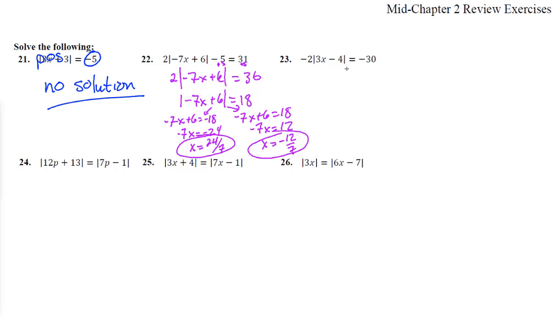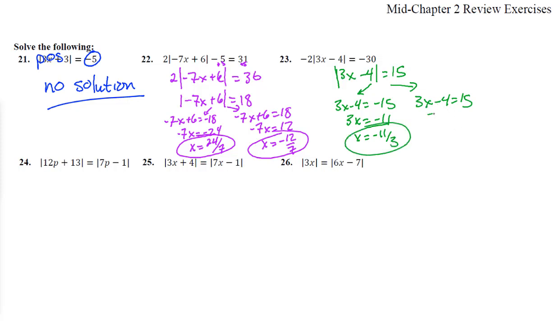Divide both sides by a negative 2 and we get absolute value of 3x, let's make that bigger, minus 4 equals 15. Yeah, that absolute value equaling a 15 comes from 3x minus 4 equaling a negative 15, or it can come from 3x minus 4 equaling 15. So whatever's in the absolute values equaling a 15 or a negative 15 will cause this to have a solution. Add 4 and we get 3x equals negative 11. Divide by 3 and we get x equals negative 11 thirds.